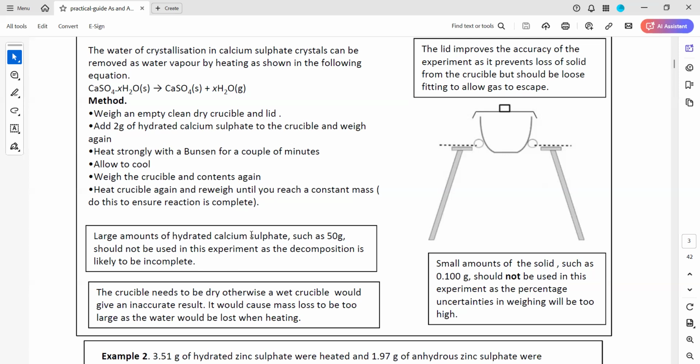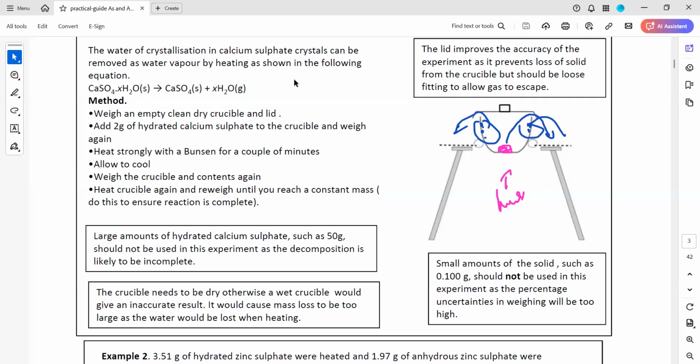And the crucible needs to be dry, otherwise a wet crucible would give an inaccurate result. It will cause the mass loss to be too large. Let's say you use a crucible which was moist, with some water vapor already there. You place 2 grams of calcium sulfate and supply the heat energy. Not only does the calcium sulfate lose its water, but this water will also be lost. As a result, it appears that a greater mass of the content has been lost.